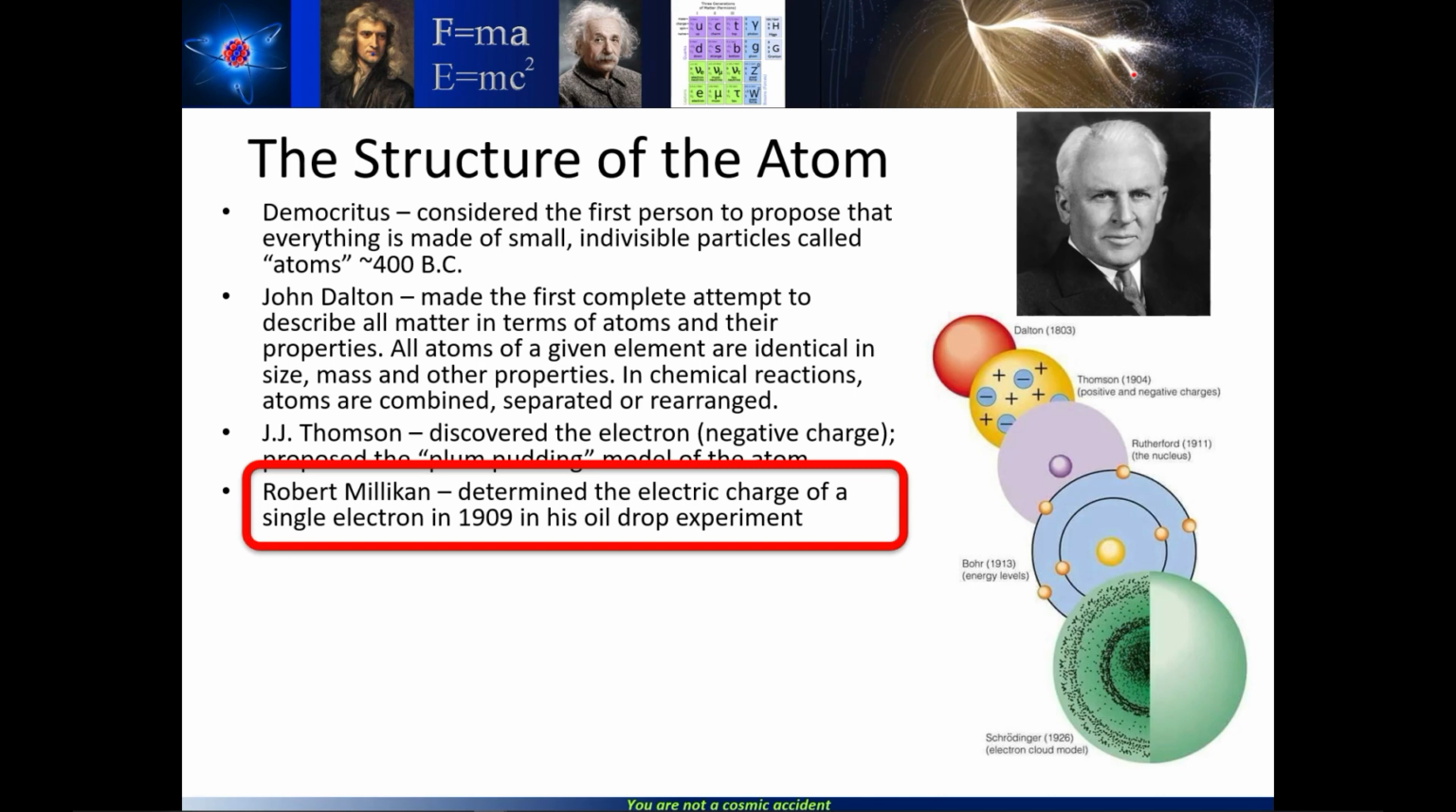All right, so let me introduce you to Robert Millikan, kind of the next figure that had an impact on our understanding of the atom. So J.J. Thomson discovered the electron. Well, Robert Millikan, through a series of experiments known as his oil drop experiments, figured out how much electrical charge is on a single electron.